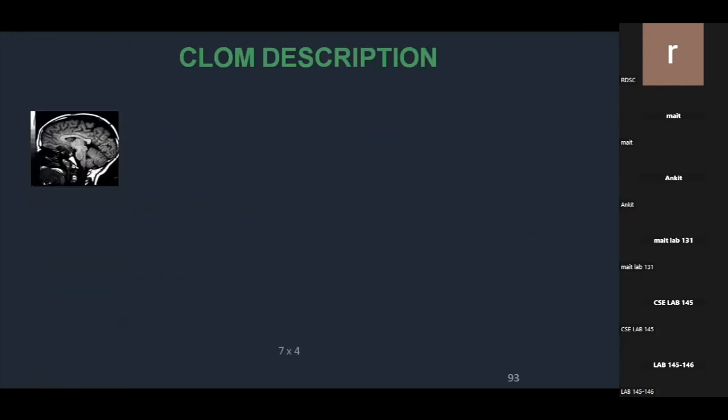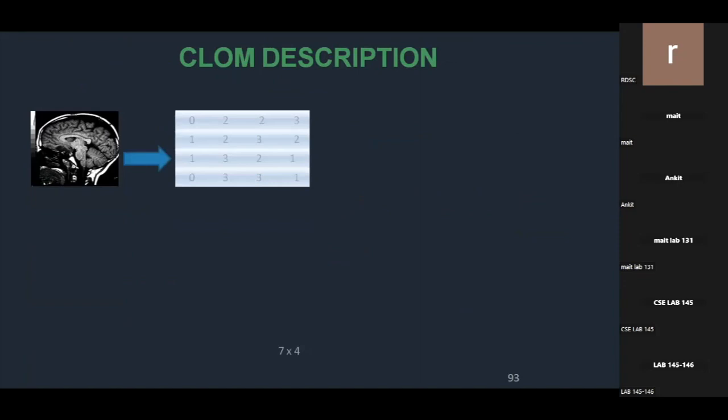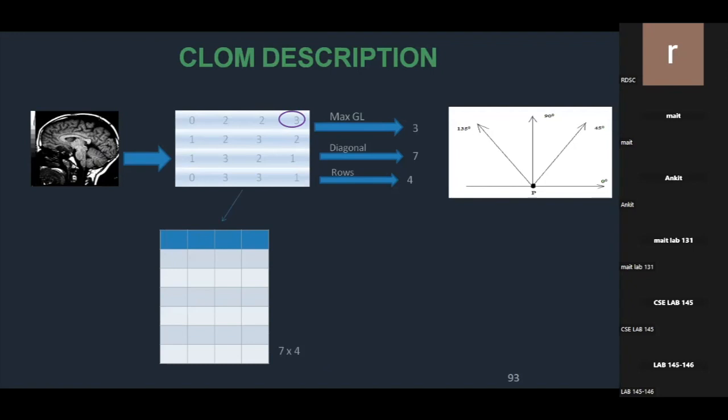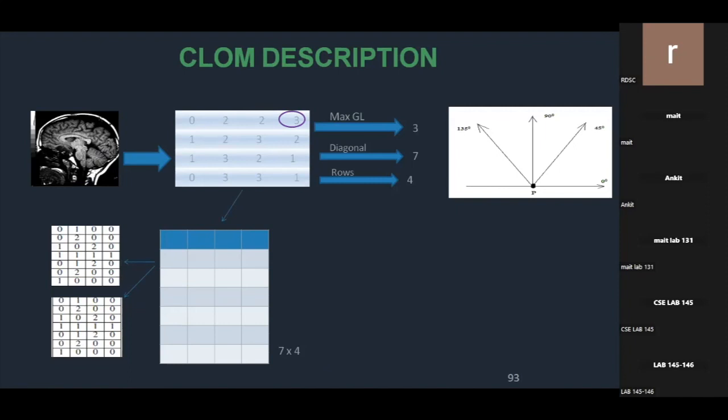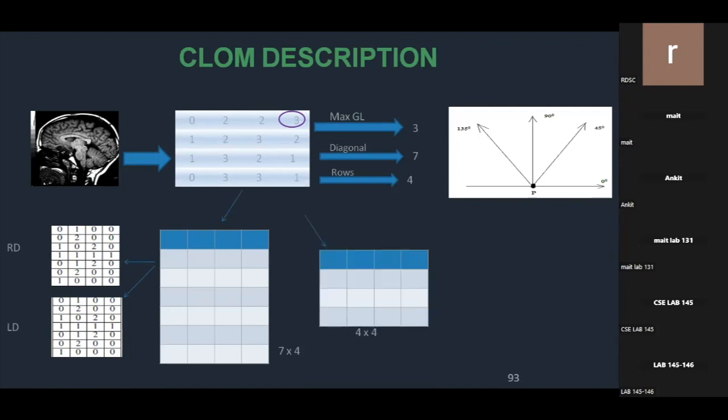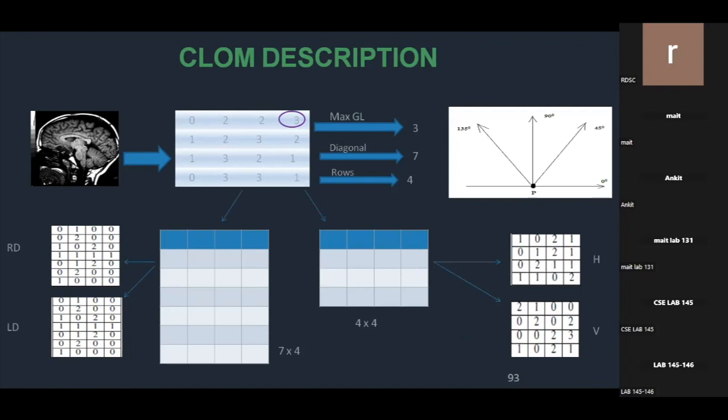Suppose we have a brain image. We extracted some random pixels. Then we identified the maximum values, gray level, diagonals, and the rows. Based on these, we have the four orientations. We designed four matrices over this. One is a 7 cross 4 diagonal versus gray level, and the second one is a 4 cross 4 rows versus the maximum gray level, and then we can design a horizontal, vertical, right diagonal, and left diagonal, meaning the four different orientations of this GLCM type of thing.